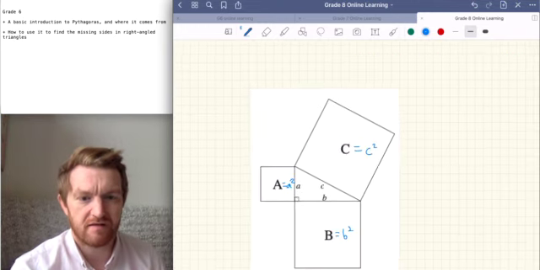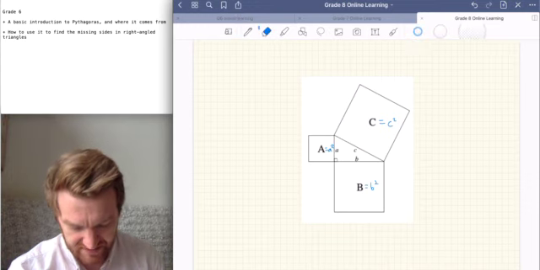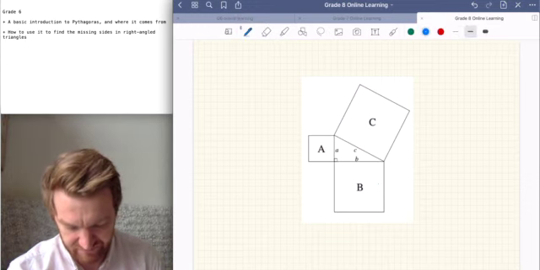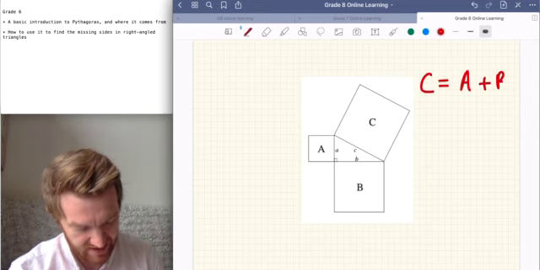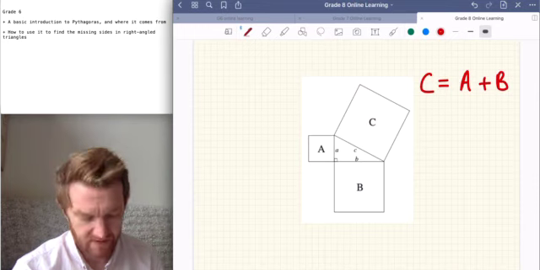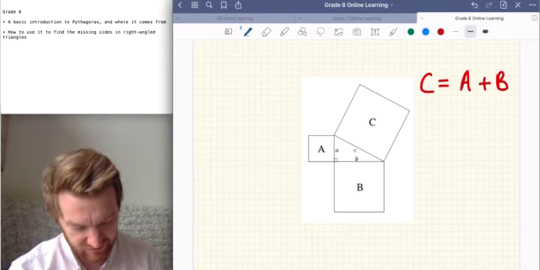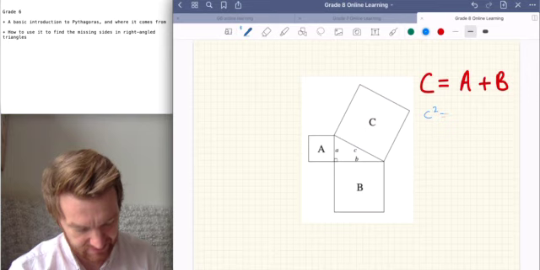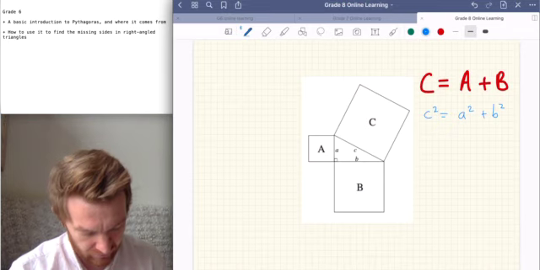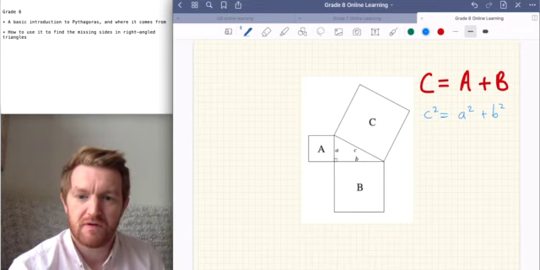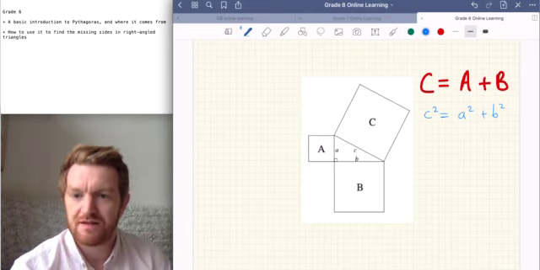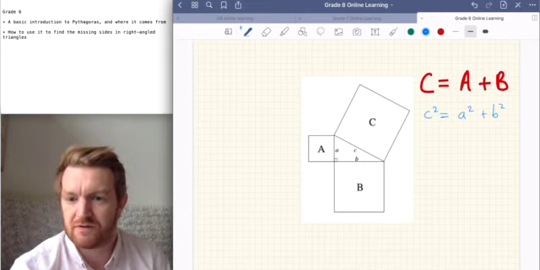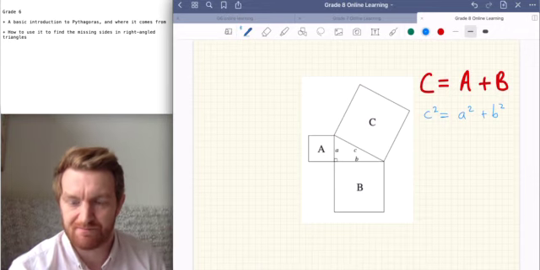If we think of that algebraically, what that is telling us is that the area of C here is equal to the area of A and the area of B added together. If we were to write it in terms of squares, we could say lowercase c squared is equal to a squared plus b squared. And this is the most common form that you see Pythagoras in. What it's saying is if you have a triangle like this and you draw squares around the edges, the area of the biggest square is equal to the area of the two smaller squares added together.